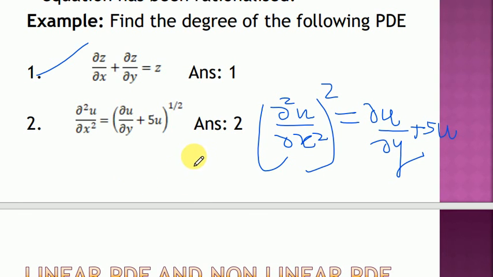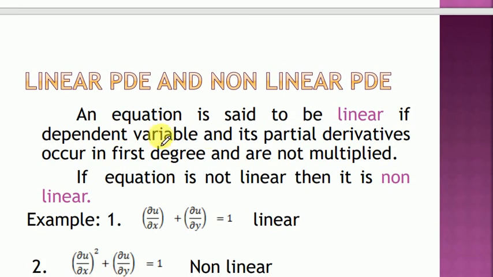Now it is in the rationalized form, and the degree is the degree of the highest order derivative, that is 2. Now we can classify the partial differential equation as linear and non-linear. This is the first classification. So what is linear? If dependent variable and partial derivatives occur in first degree and are not multiplied, then the partial differential equation is linear, otherwise it is non-linear.